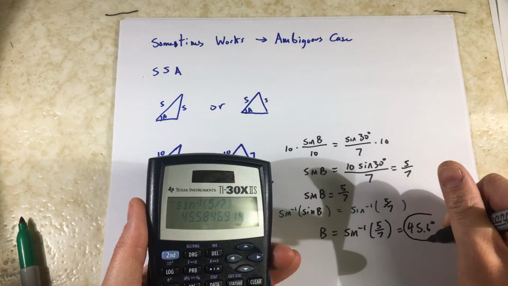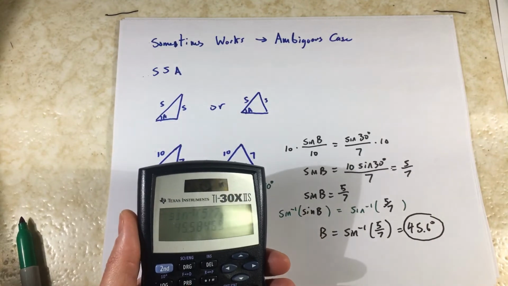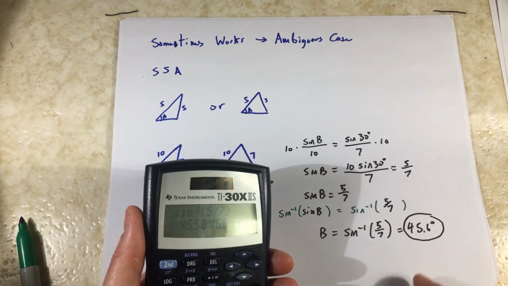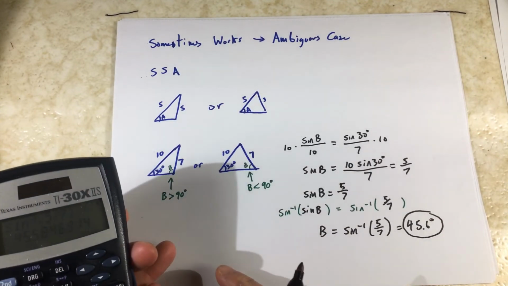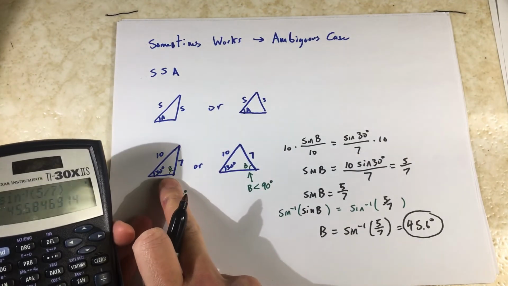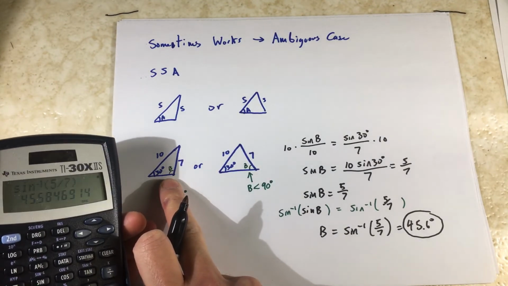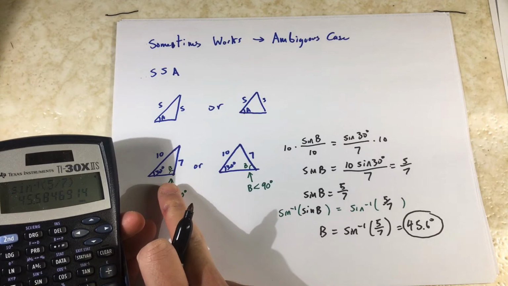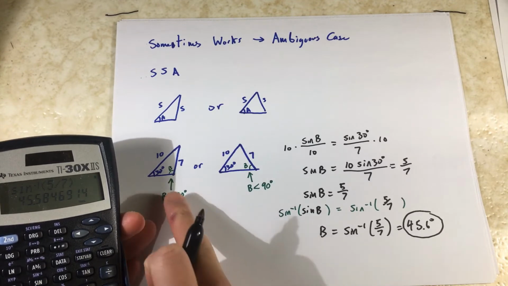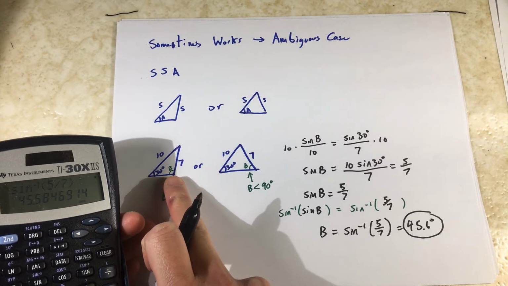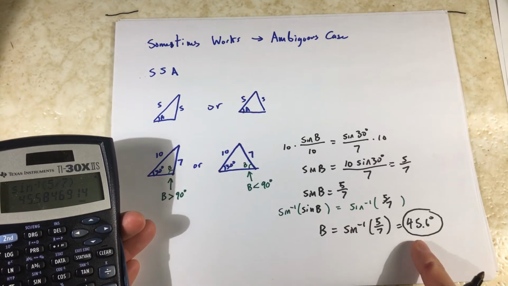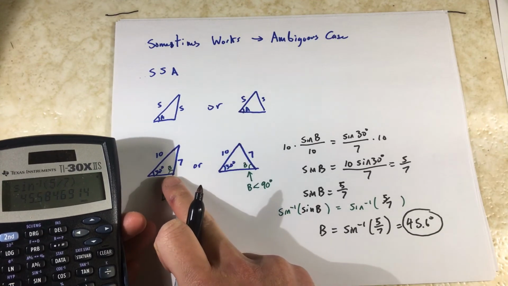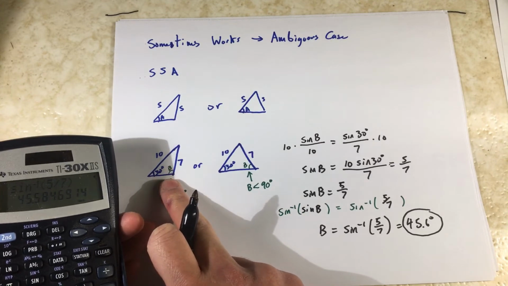Okay? So when we look at this, 45.6 degrees. If I were looking at this triangle, I'd say 45.6 degrees seems to be less than 90 degrees, but when I look at this triangle, clearly this has to be greater than 90 degrees. So how could that be right? The answer is that it's not right for this triangle.